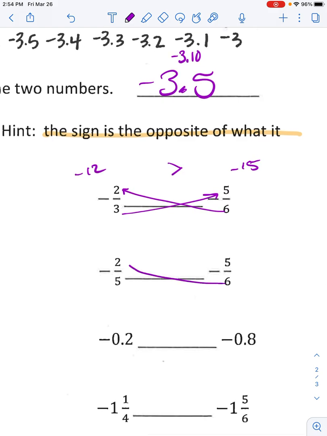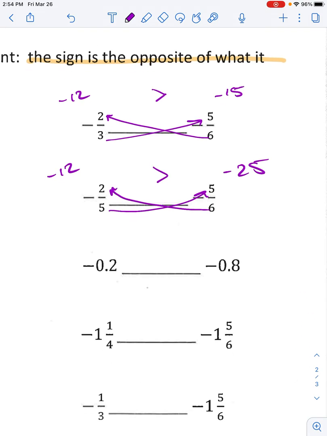let's look at the next one. 6 times a negative 2, negative 12, 5 times a negative 5, negative 25, which is furthest to the left, negative 25. Okay, think about rounding for your decimals. I would round negative 0.2 to 0. I would round a negative 0.8 to the next integer, negative 1. So negative 1 is further to the left.